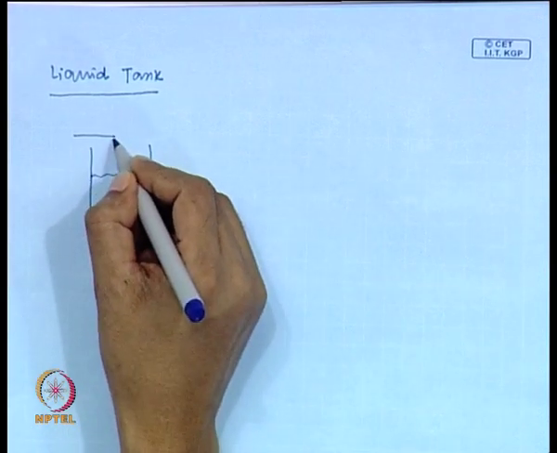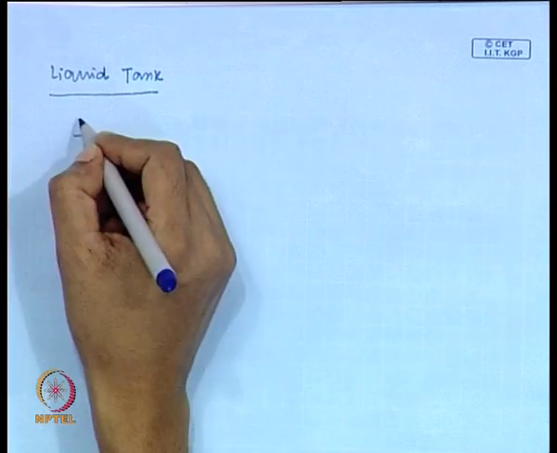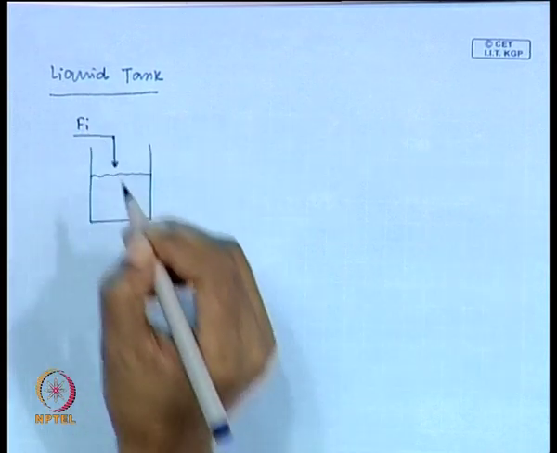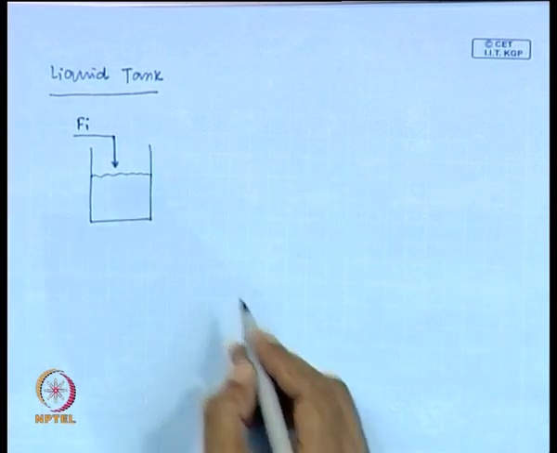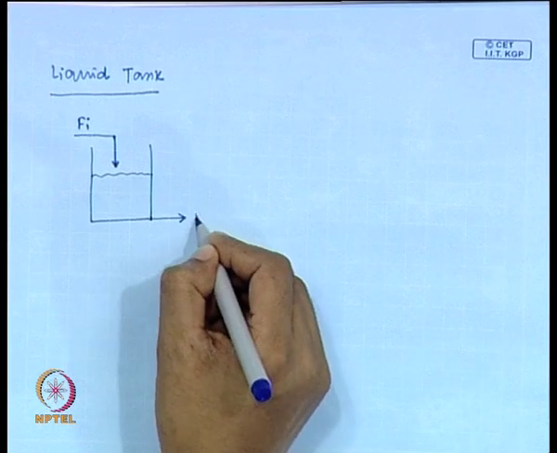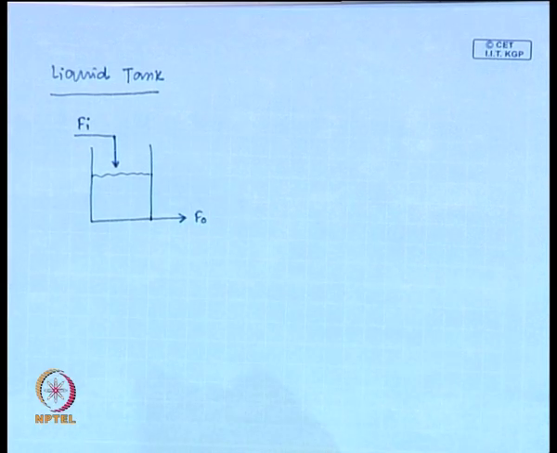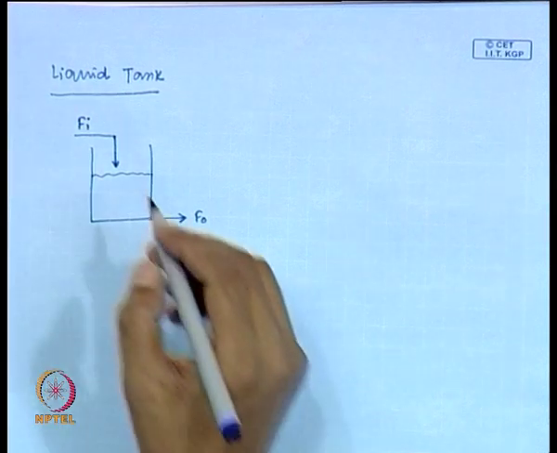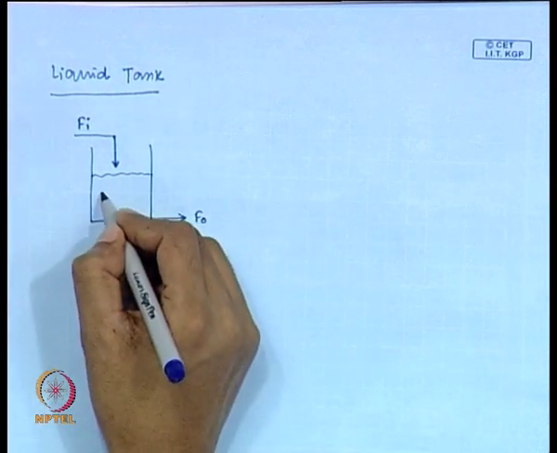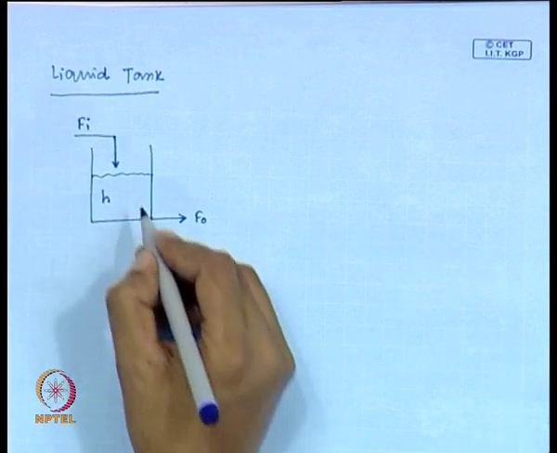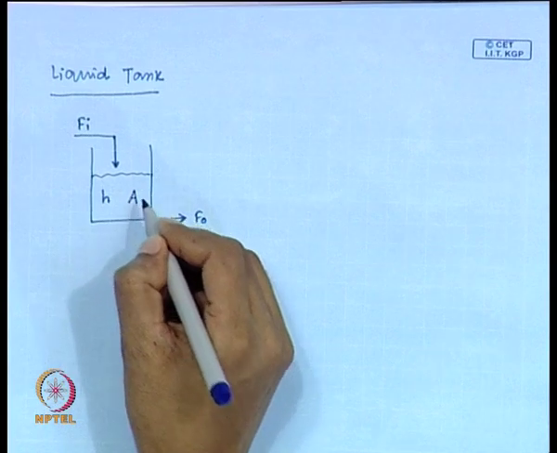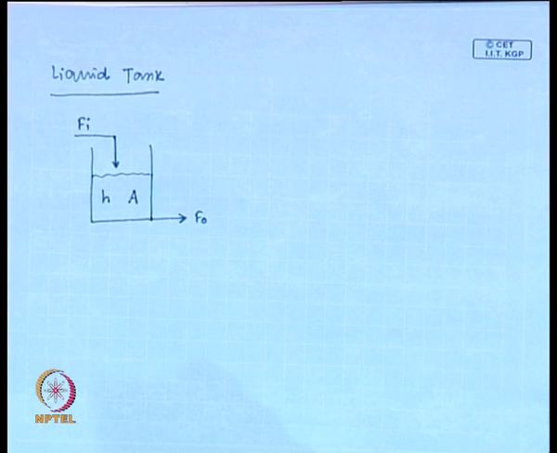The input to this process, the input stream, has the flow rate of Fi, and the outlet flow rate is, suppose, F naught. The liquid in this tank has the height of h, and the cross sectional area of this tank is A. Now, this is a simple liquid tank system.